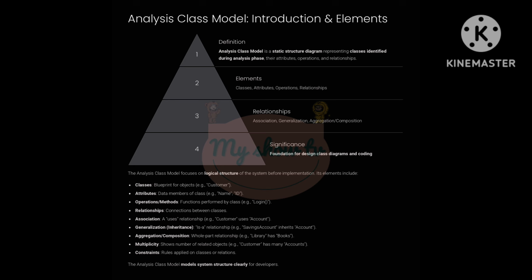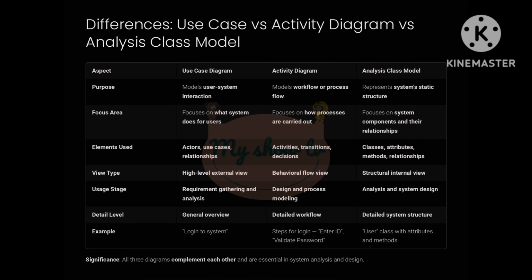8. Multiplicity indicates how many instances are involved, like one customer can have multiple accounts. 9. Constraints define rules for attributes or relationships, for example, balance cannot be negative. Analysis class models are crucial because they give a clear understanding of system structure, helping in moving to design and implementation phases. Slide 6. Differences: use case, activity diagram, and analysis class model.